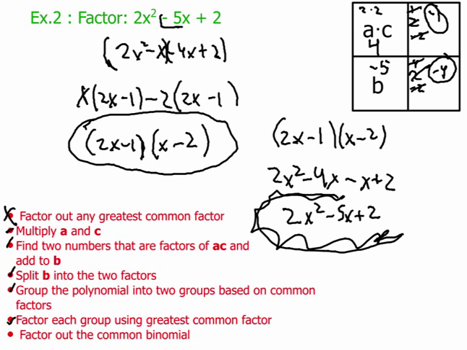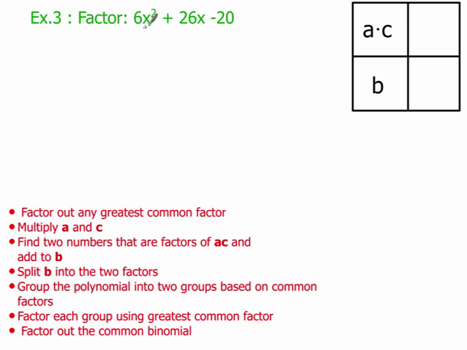All right, so let's check out example number 3. We got 6x squared plus 26x minus 20. So let's go through this. First step is to factor out any greatest common factor. Well, you notice 6, 26, and negative 20, those are all even numbers, so I can factor out a 2. This becomes 2 times 3x squared plus 13x minus 10. All right, factor out my greatest common factor.